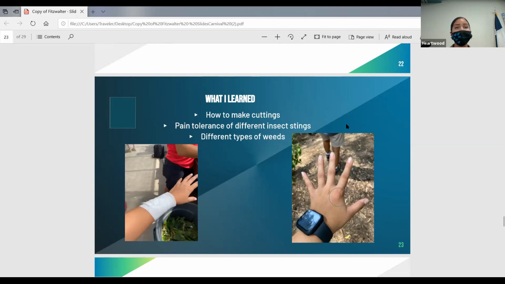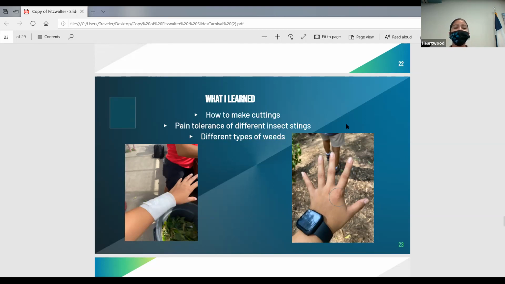And I learned my pain tolerance to different insect stings. As you can see on the left, I got stung by an asp, which if some of you don't know is a hairy caterpillar. I don't recommend to touch it. On the right is when I got stung by a wasp the first time. And, you know, I got stung by many mosquitoes, ants, but those are just the main ones that I wanted to point out.